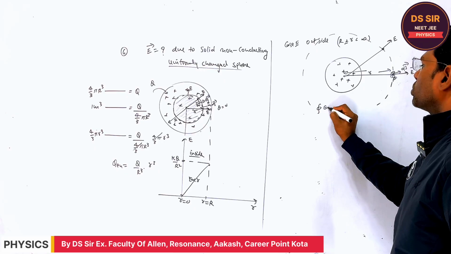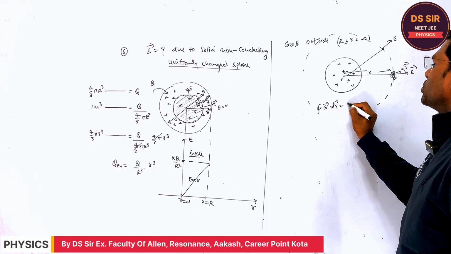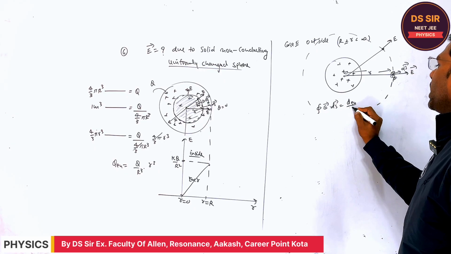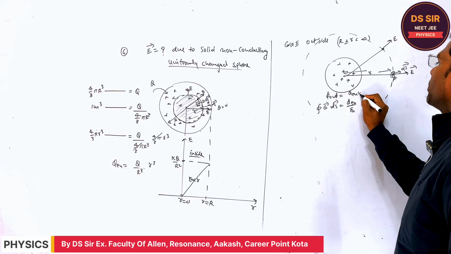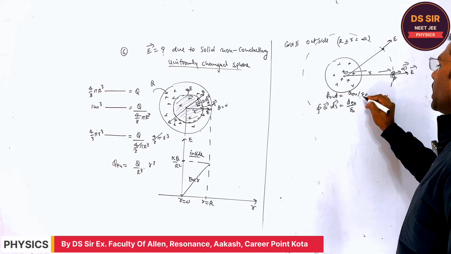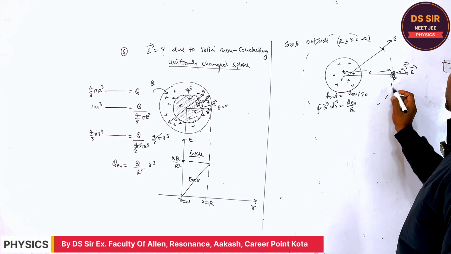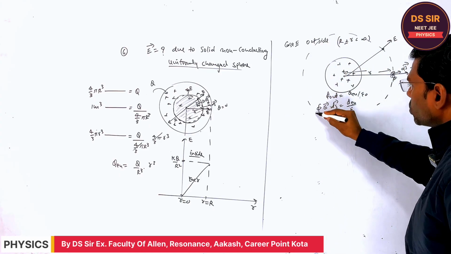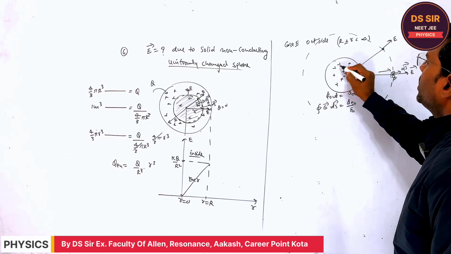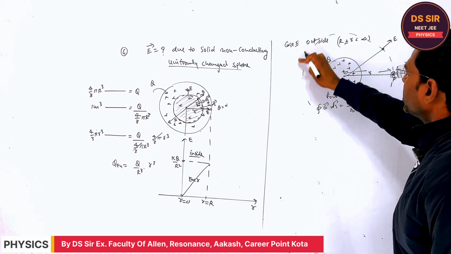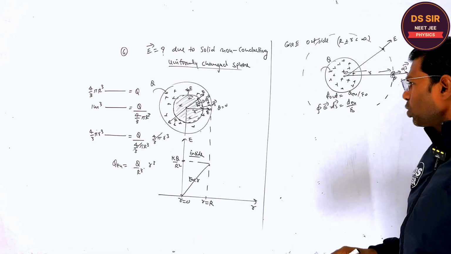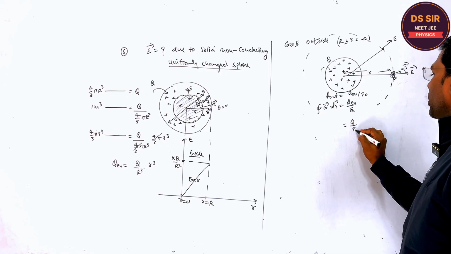What is Gauss's law? The net outward flux is equal to the charge enclosed divided by epsilon naught. This is Gauss's law. What is the enclosed charge by this Gaussian surface? This is the total charge. The complete charge is enclosed, so the enclosed charge is Q upon epsilon naught.